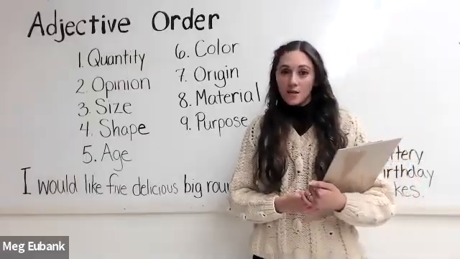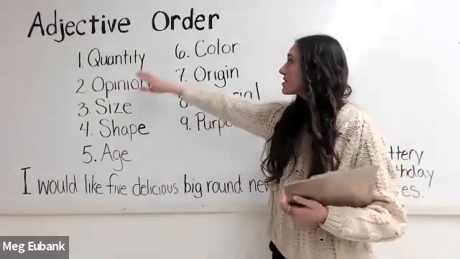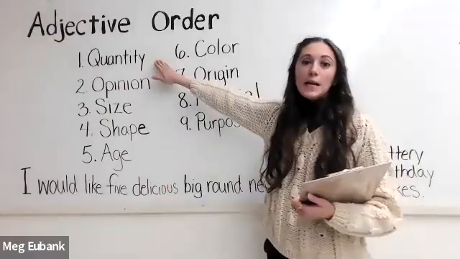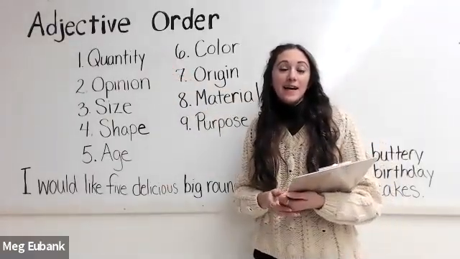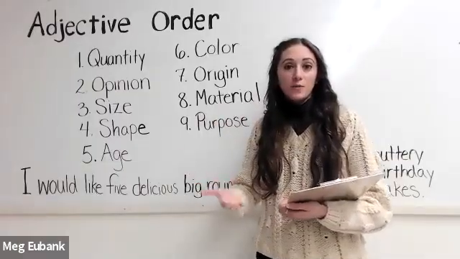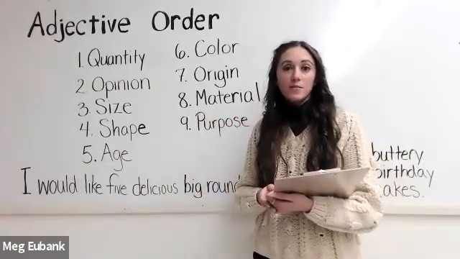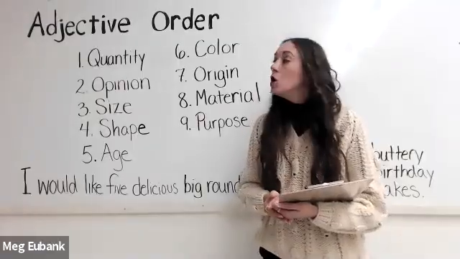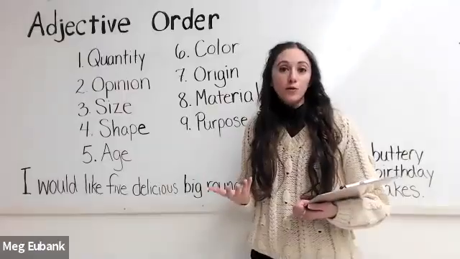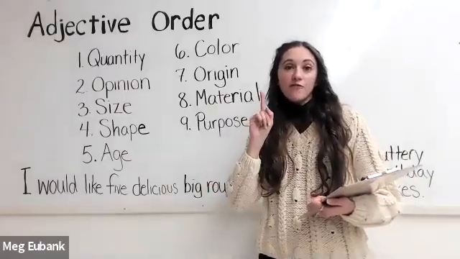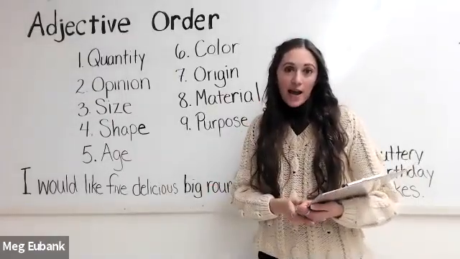The first thing on the list is the quantity or number. So if you are describing something and it has a number in it, you are saying 5 of something or 4 of something, or a quantity like many or few, that always goes first in your list of adjectives.